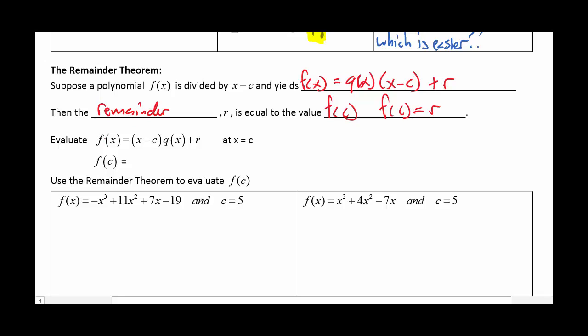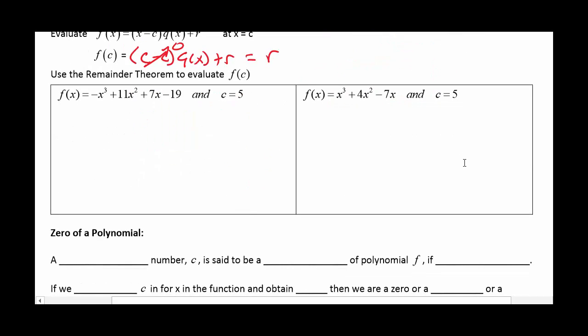Now, in general, we have f of x equals x minus c times q of x plus r. If we were to evaluate it at f of c, think about what happens algebraically. We're going to replace x with c, so c minus c times q of x plus r. What happens to the c minus c? Right, that part goes to 0. And so we're really left with r. Just a real quick, oh, that's why it works that way. Okay.